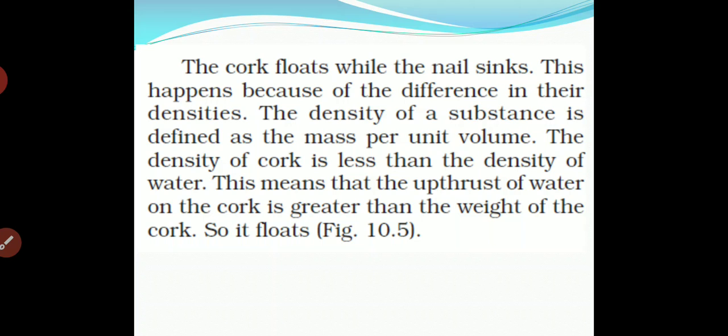The density of a substance is defined as the mass per unit volume. Density is equal to what? Mass upon volume. The density of a cork is less than the density of water, and this means that the upthrust of the water on the cork is greater than the weight of the cork. So it will float.